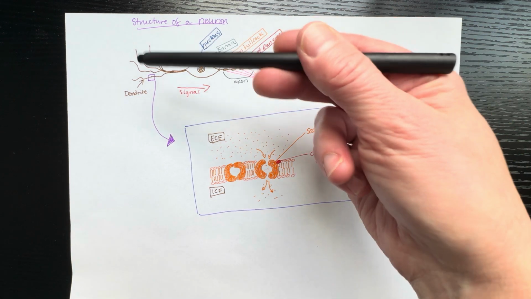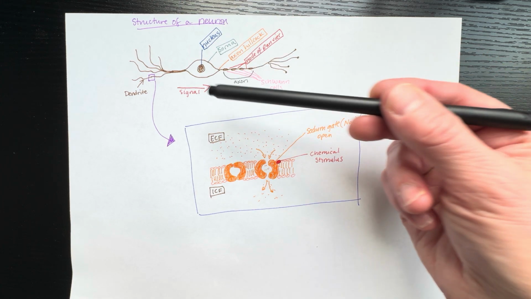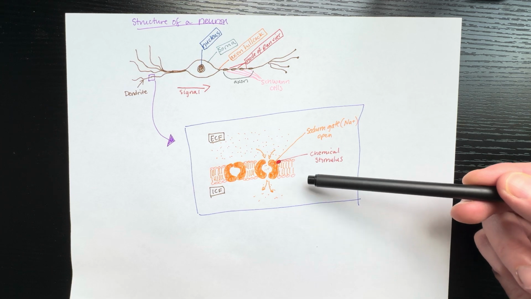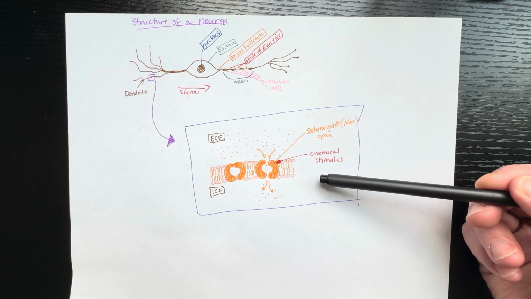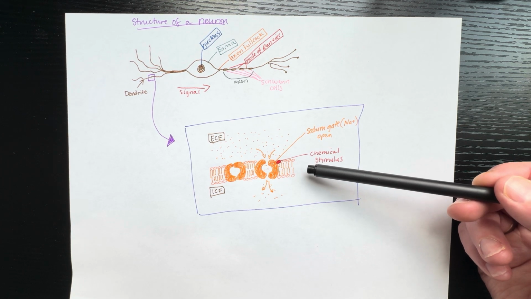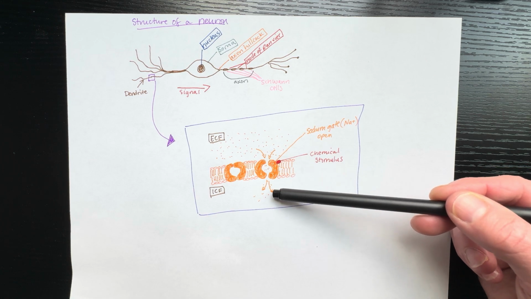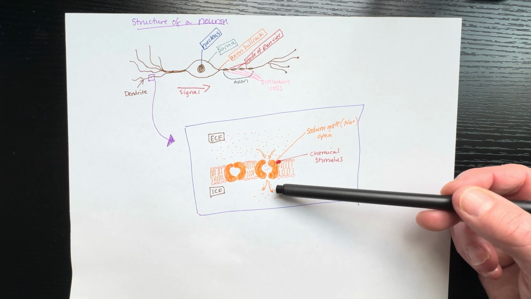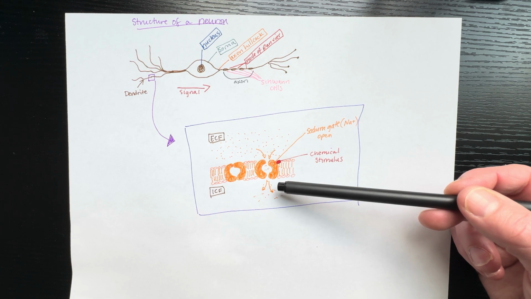Here, I have an illustration of a neuron. When a dendrite is stimulated, here's the up-close vision of it, sodium gates will open and sodium ions will diffuse into the ICF. This influx of cations disrupts the resting membrane potential, causing it to become more positive. Any shift in the membrane potential in a positive direction is called depolarization.